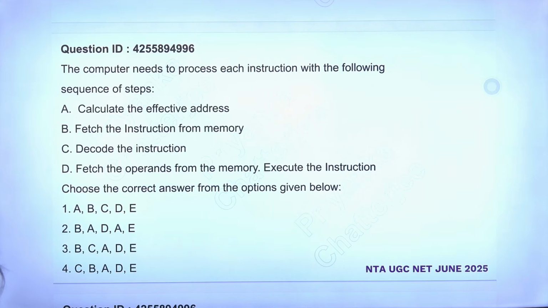I gave you a 15-second poll. You can answer on the poll quickly.